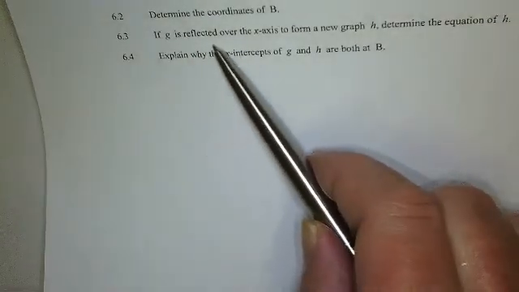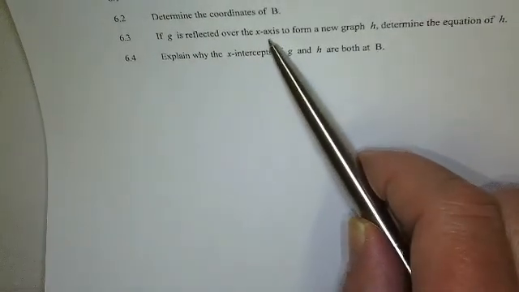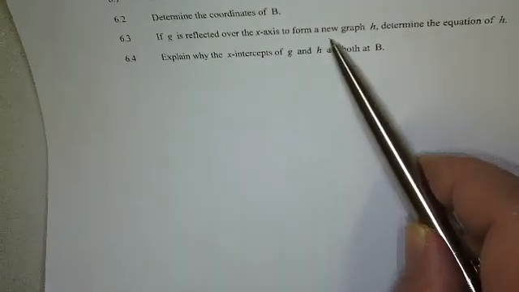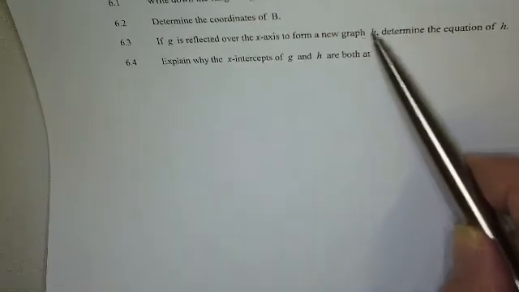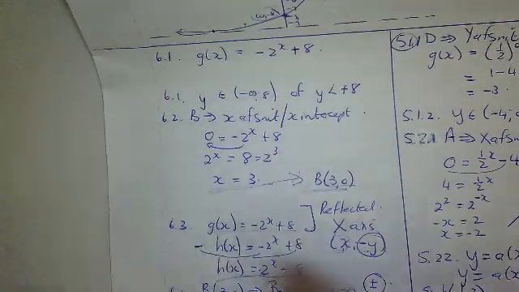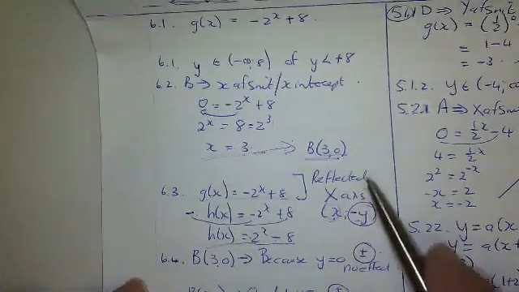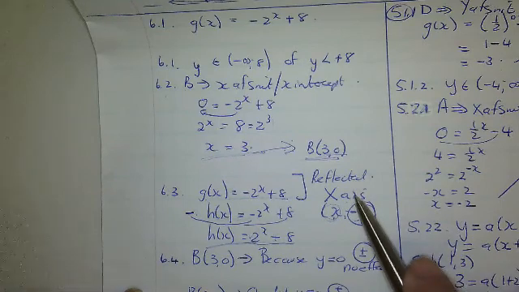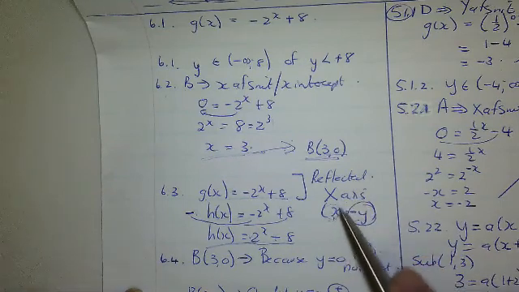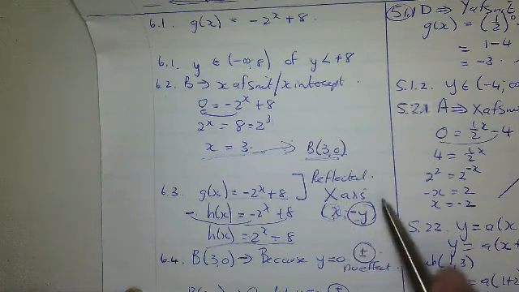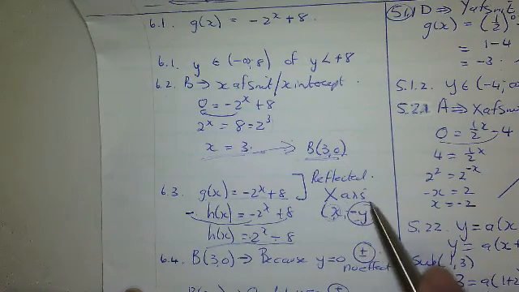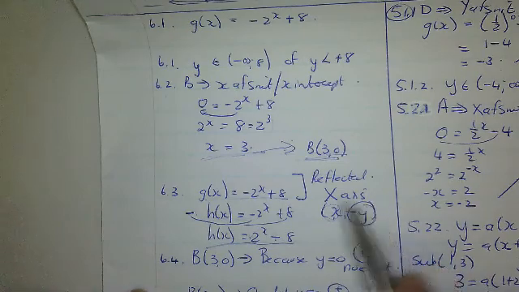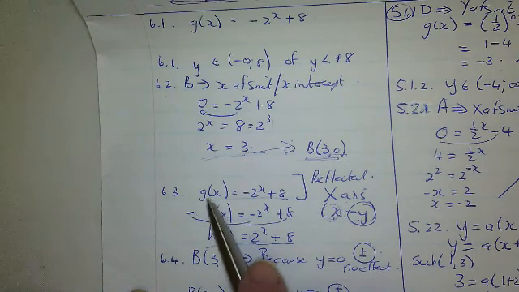Next question. If g is reflected over the x-axis, we form a new graph and we call that h. What is the equation? Now you must still remember, if it's reflected about the x-axis, my rule states the x stays the same and my y gets the negative sign. We change the signs. So that means that is my g of x.